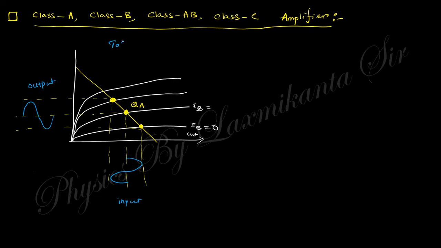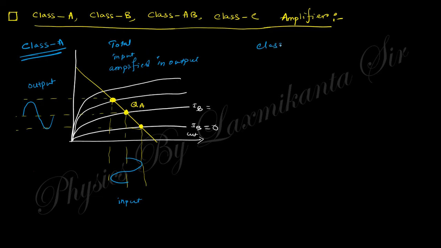So the total input is converted or amplified in the output. This is known as the class A amplifier. When the total input is converted into output, then this is called a class A amplifier.